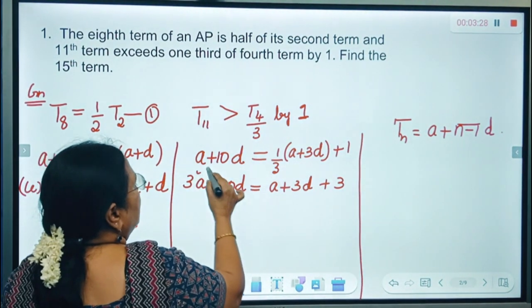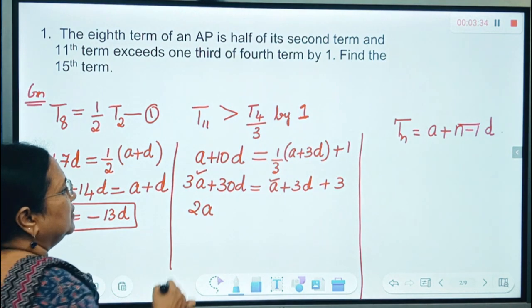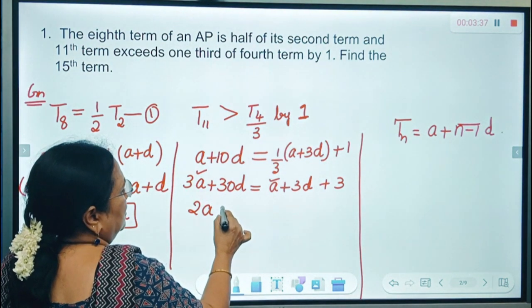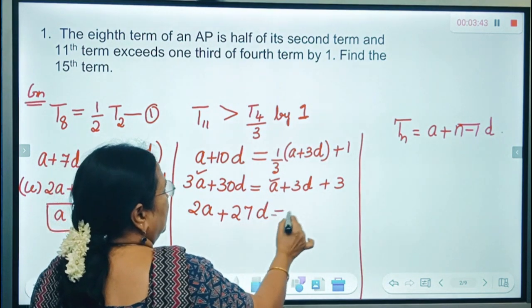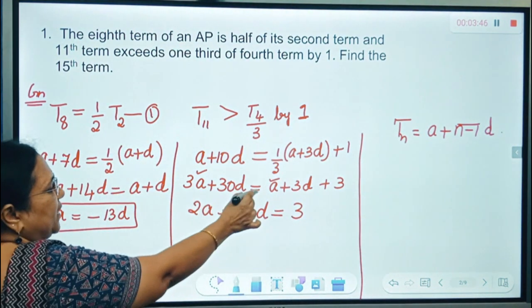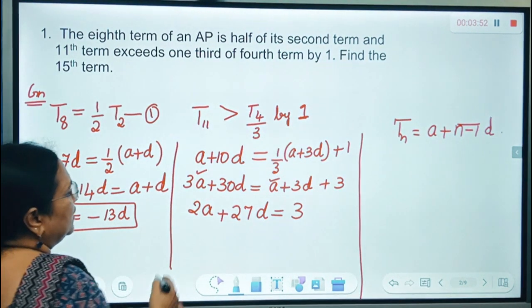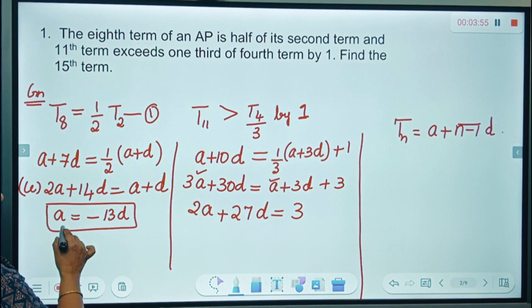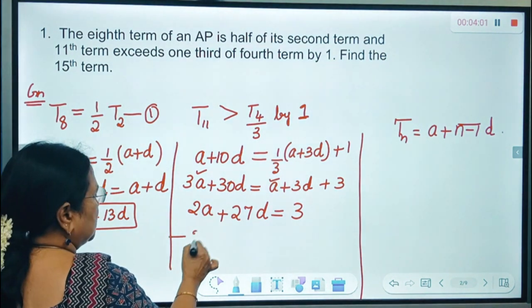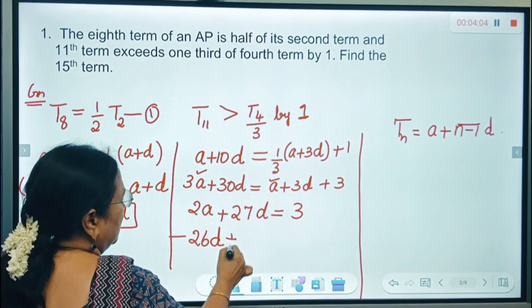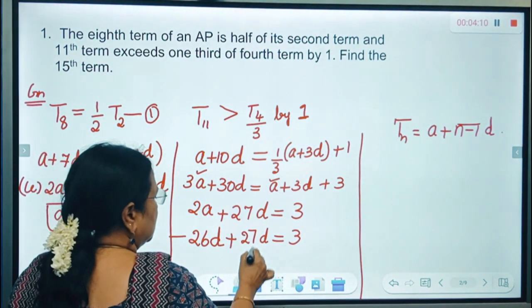Now let me collect the A terms. What will I get? 2A. How many D's? 27D. 2A plus 27D equal to 3. 3A minus A is 2A, and 30D minus 3D is 27D, which is equal to 3. Now I also have to use the fact to find the value of D. I can use the fact that A is minus 13D. So 2A will be minus 26D. So minus 26D plus 27D is equal to 3. That is D equal to 3.